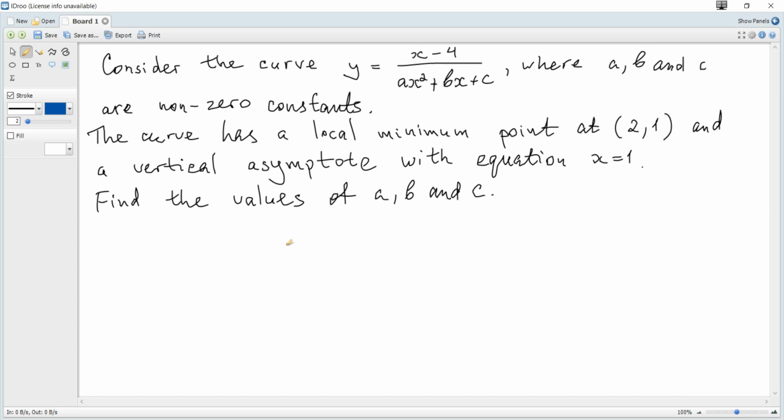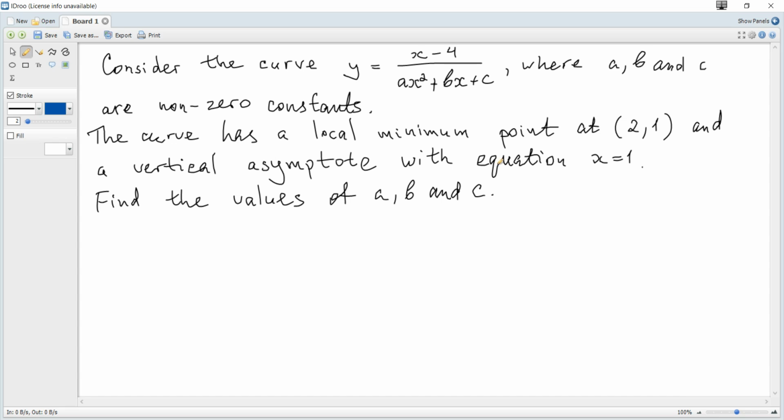Consider the curve y is x minus 4 divided by ax squared plus bx plus c, where a, b, and c are non-zero constants. The curve has a local minimum point at (2, 1) and a vertical asymptote with equation x is 1. Find the values of a, b, and c.